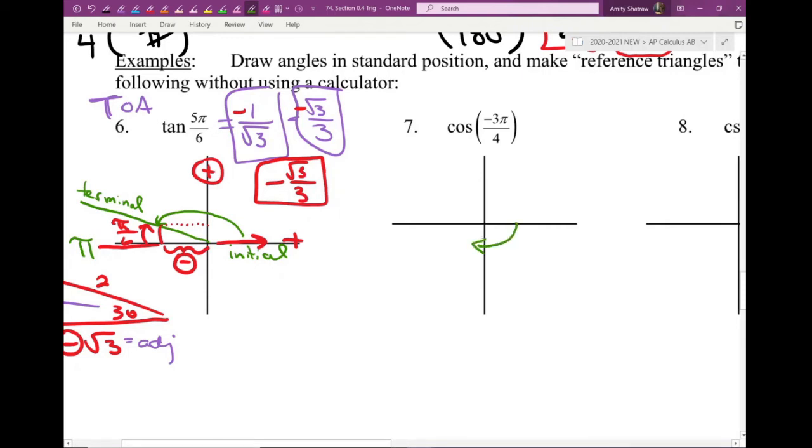But how far will I go, and what kind of a triangle will I end up with? Well, this is supposed to be pi, right? So this would be me dividing this section up into 4s. 1, 2, 3, 4. 4 sections. And I'm saying that I'm going to end up with 3 pi over 4 right here as my terminal side.